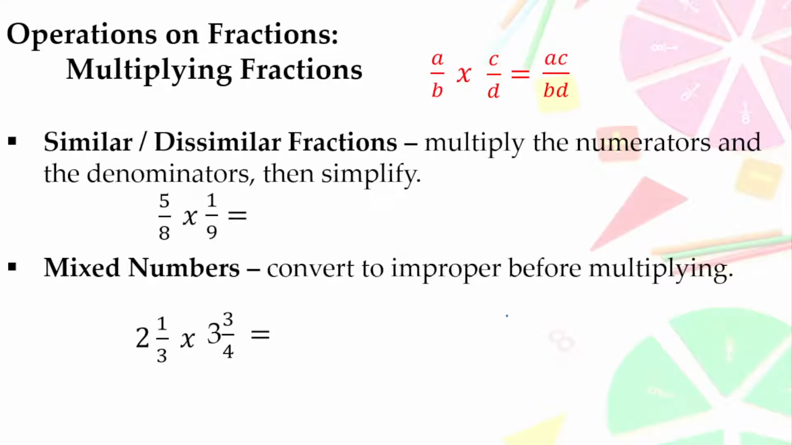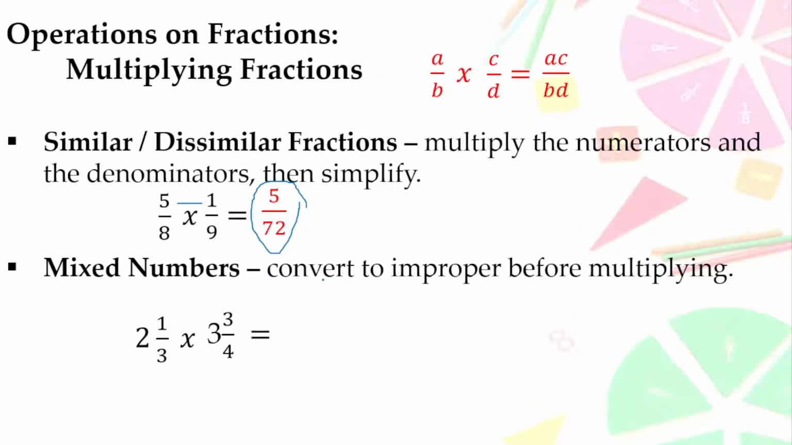Now, multiplying fractions naman po. So, in multiplying similar or dissimilar fractions, simply multiply the numerators and the denominators, then simplify. Okay? So, here, 5 times 1, we will get 5. Then, 8 times 9, we will get 72. So, 5 over 72. Since nakasimplest term na po siya, yan na po ang ating sagot. 5 over 72. Okay? So, the next one naman po is mixed numbers.